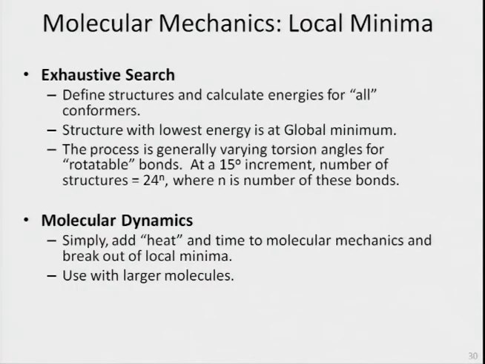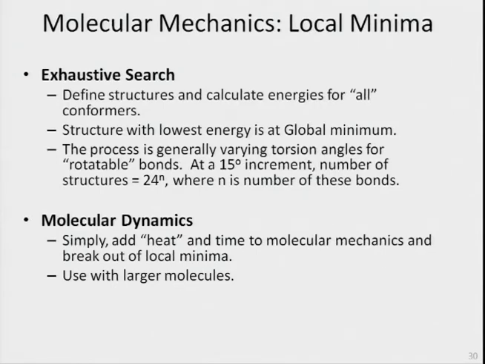So how do we get around that? Well, you can do a couple of different things. You can do an exhaustive search where you define the structures of each of the different conformations and calculate the energies for, quote, all of the conformations. And then you just compare them, and the structure with the lowest energy is the global minimum. And this process generally involves varying the torsion angles for the, quote, rotatable bonds. A rotatable bond is one that you can twist and change the conformation of the molecule without a high degree of difficulty. So it's relatively easy to move a rotatable bond.